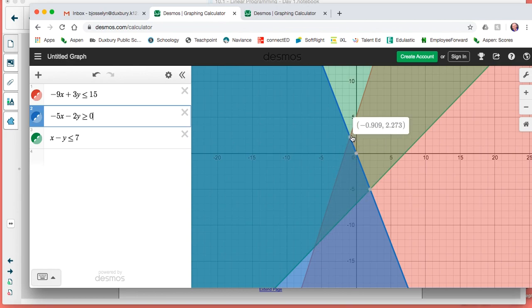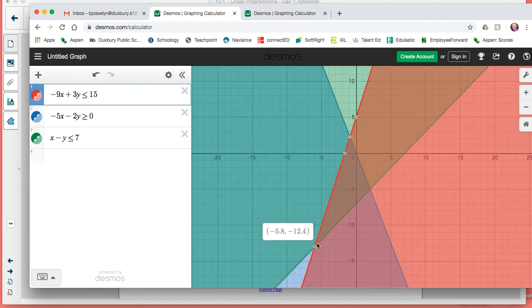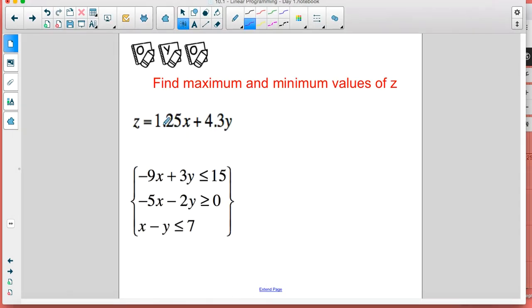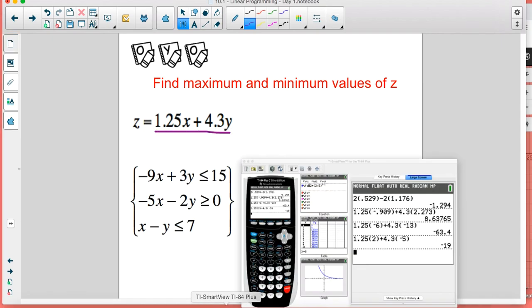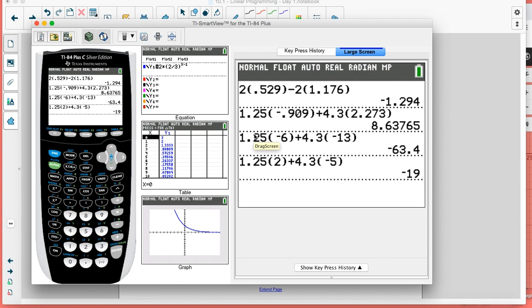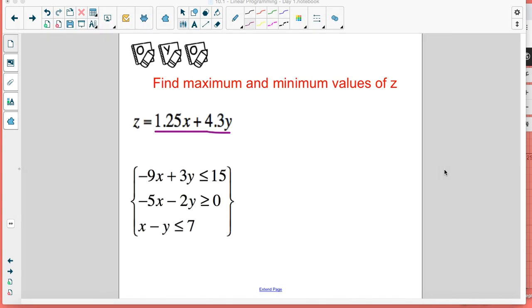So I have -0.909, 2.273; 2, -5; and -6, -13. Those are your 3 corner points. When you plug them into these equations, I did that on my graphing calculator, and I get 8.67 or 638. That's going to be my maximum. It's the only positive number that I have out of these 3, right? Ignore the top one, that's different. And then obviously the minimum is going to be -63.4. The -19 is something in between, so I don't take it. So again, maximum, minimum, and if you had those, good.